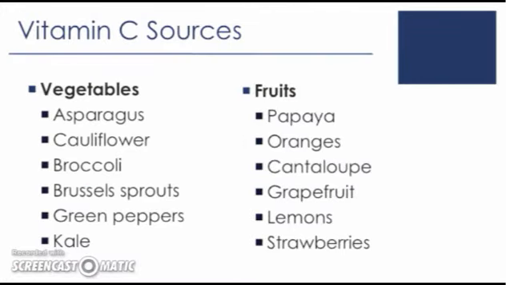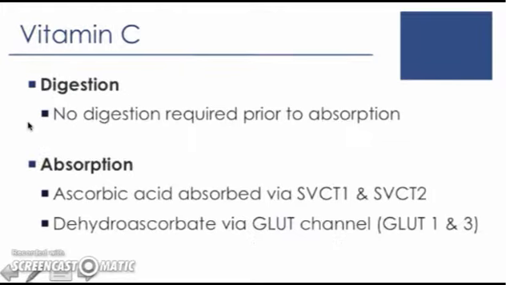We see different food sources of vitamin C. Vitamin C is found in a number of fruits and vegetables. We typically think of vitamin C occurring in citrus fruits. Also, a good source of vitamin C is red bell pepper. We see cantaloupe, lemons, some berries, and then other green vegetables also containing vitamin C.